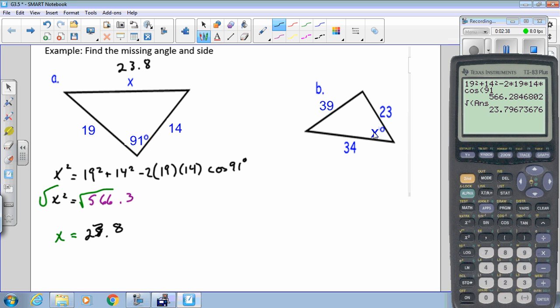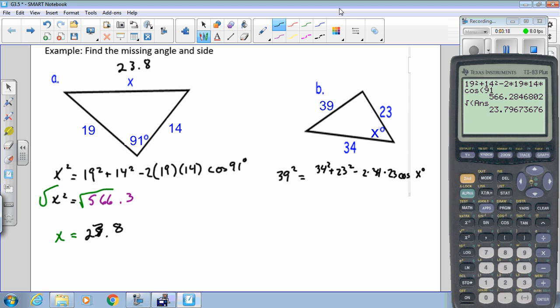Here, this one's a little bit more tricky, especially when we're looking for an angle. How you set this up is you have to make sure that the side opposite to the angle we're looking for is the one that you put on the left side of the equality, and then the two other sides are the ones you use in the rest of the formula. So let's do that. 39 squared equals 34 squared plus 23 squared, minus 2 times 34 times 23 cosine what we're looking for.